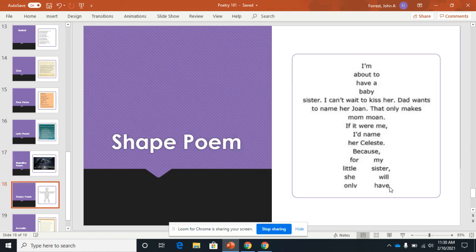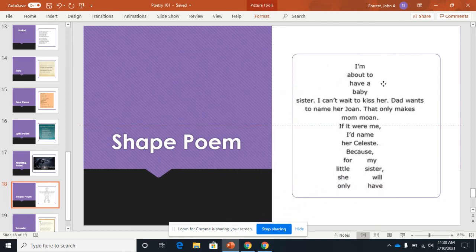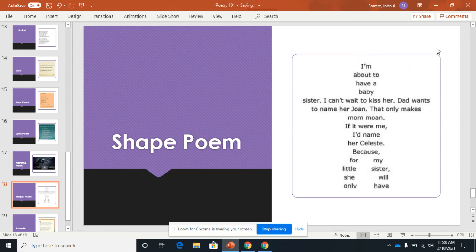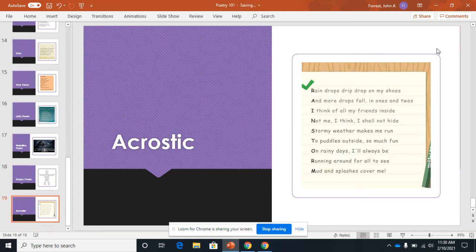These last 2 are easy. Shape poem, the way it's written or typed out creates a shape. This poem is about someone getting a baby sister, and so he wrote the poem into the shape of a child. That's why it's called shape poem. And then lastly is an acrostic poem. And this is where the first letter in each line spells out a word. So this poem is about a rainstorm or bad weather or it raining. And as you can see, each first letter of each line spells out the word rainstorm.